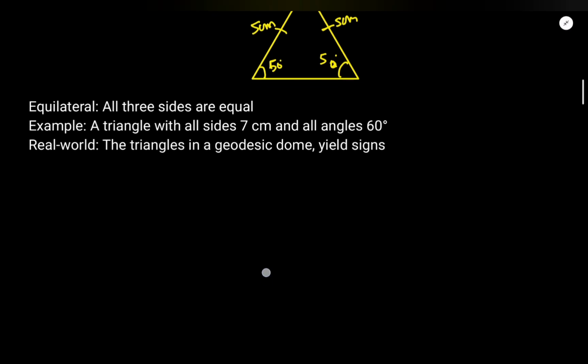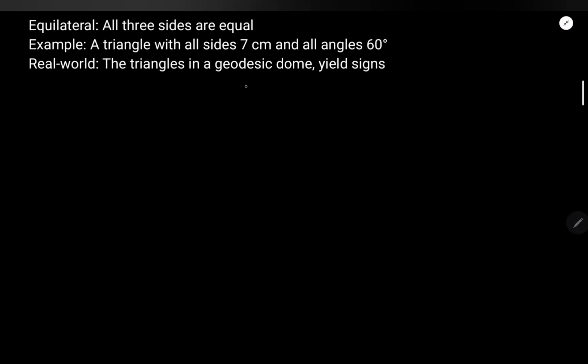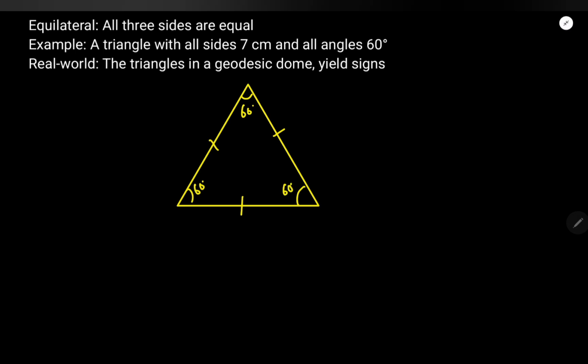After this we have the equilateral triangle. What is an equilateral triangle? When all the sides are equal. This is the most important triangle. You usually get many questions on this triangle. In this triangle, all the sides are equal, and when all the sides are equal, all the angles are also equal: 60, 60 and 60. All the sides and all the angles are equal. So this is an equilateral triangle.